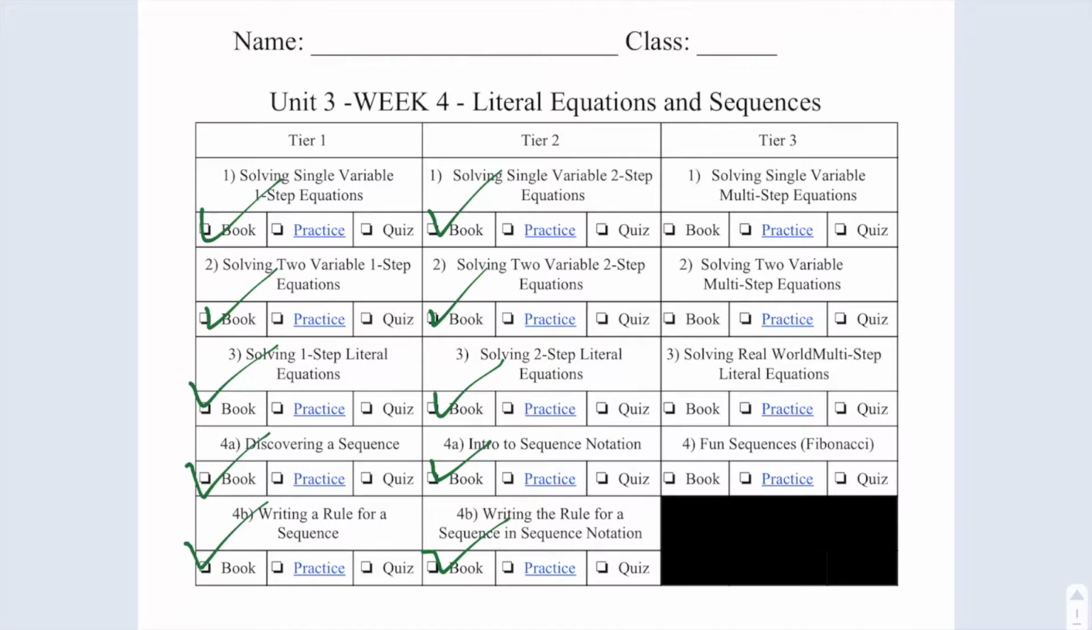Hello Algebra 1 students, we are in week 4 of our function syllabus of literal equations and sequences. We are in tier 3, lesson 1, solving single variable multi-step equations. So let's check off our booklet.